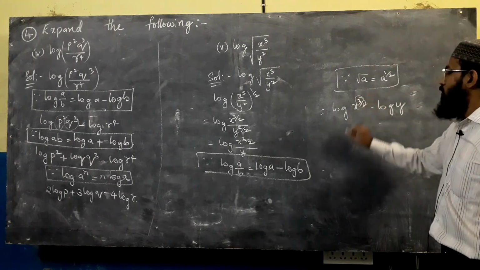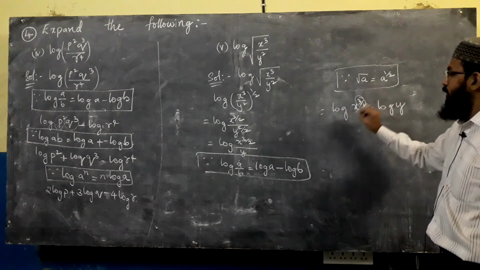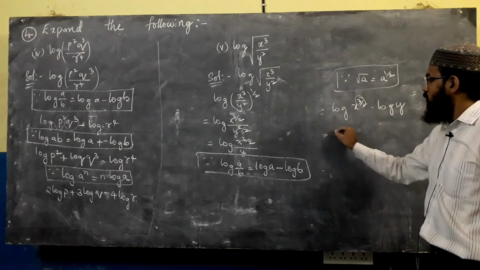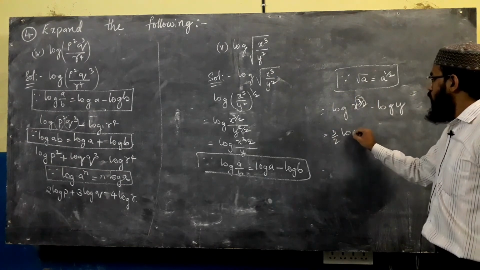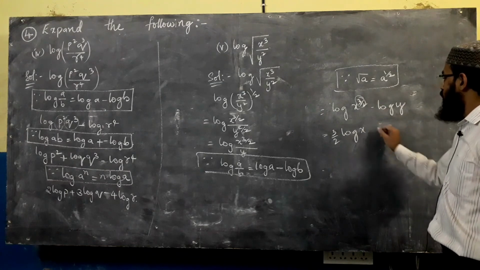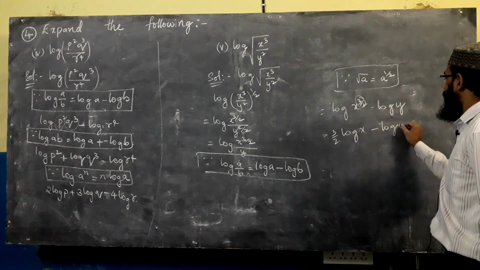We know the third formula, that is log a to the power of n. So n comes in front of log. So 3 by 2 log x minus log y.